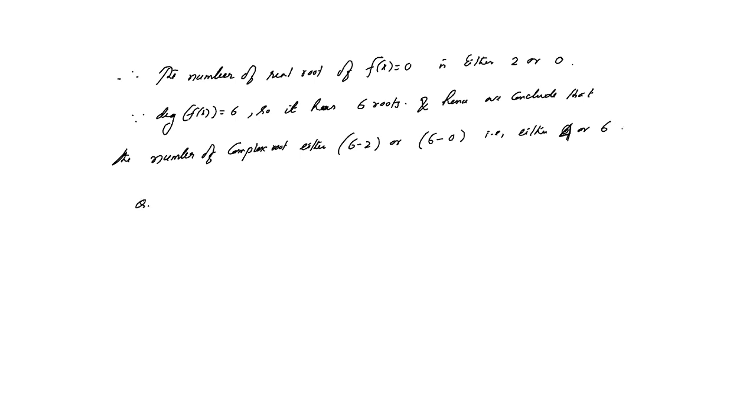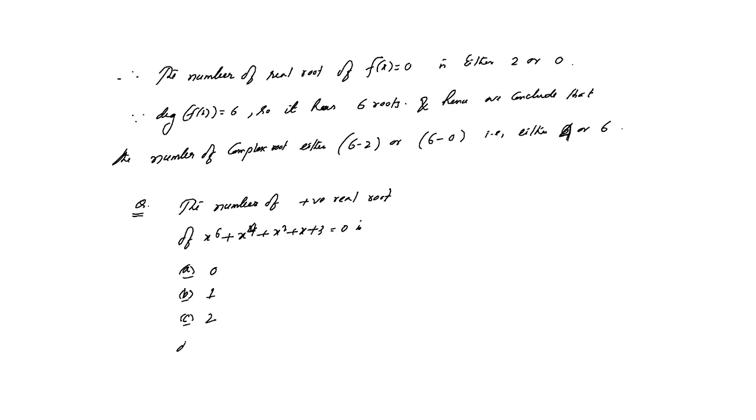Now the question is like this. The number of positive real roots of x to the power 6 plus x to the power 4 plus x square plus x plus 3 equals 0 is: option A 0, option B 1, option C 2, and option D 4. So there is no positive real root. That means option A is correct. All other options are false.